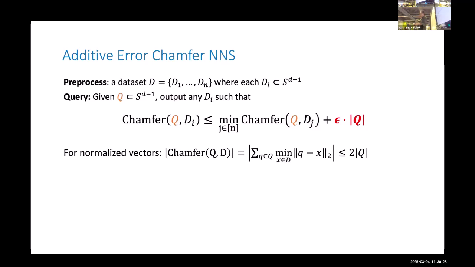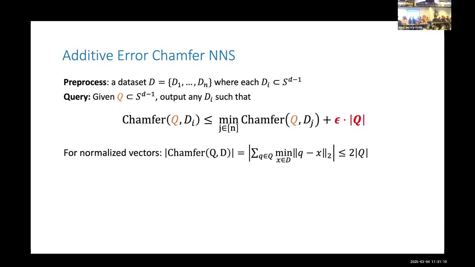So what would additive error look like? Well, we first need to understand some notion of scale for additive error. So let's go ahead and normalize all the vectors in my set. We'll put them in the unit sphere in d dimensions. If I do that, then note that the chamfer distance is a sum over the number of things in the query set Q. Each one of these terms is between -1 and 1, so each one is at most 2. So the sum is at most 2 times the size of the query. There we go. Okay, so we have some sense of scale. So what would our additive error be? It would be roughly epsilon times the size of the query set.